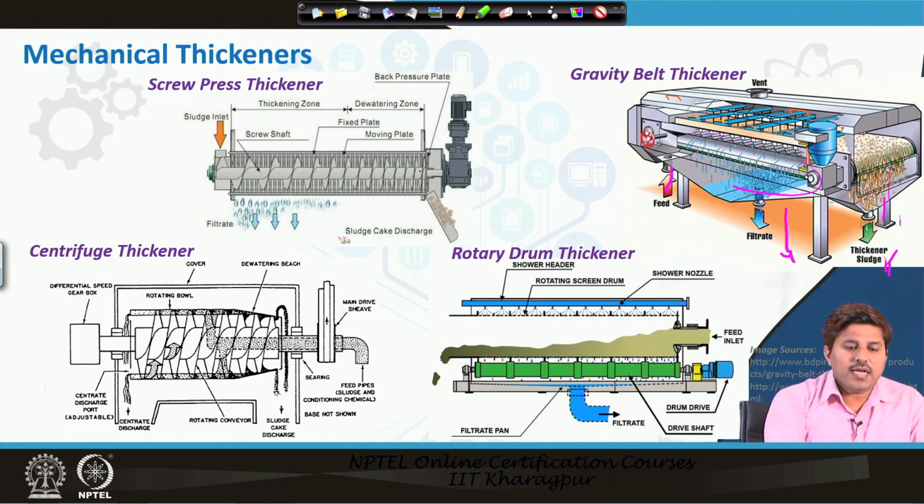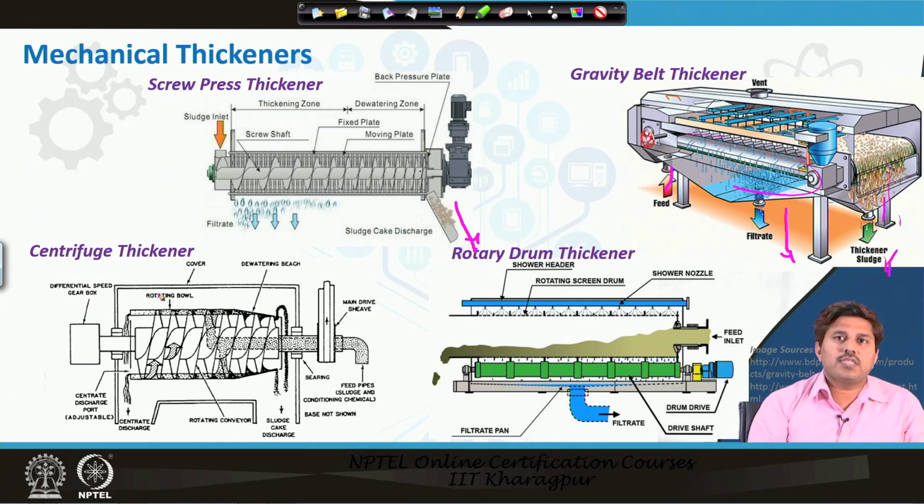And then we have screw press thickeners. Again, through a screwing system, the sludge is put into the chamber, and through a screw it is pressed, and then the solid residuals come out. Then the centrifuge thickener: with the help of centrifugal force the sludge is rotated, and this centrifugal force allows the sludge particles to settle at the center as concentrate, and then the effluent comes out as supernatant.